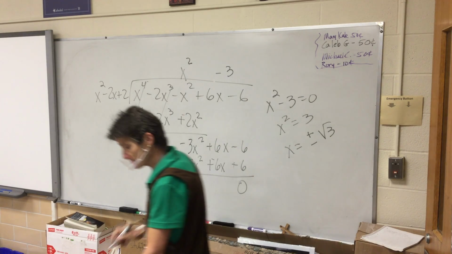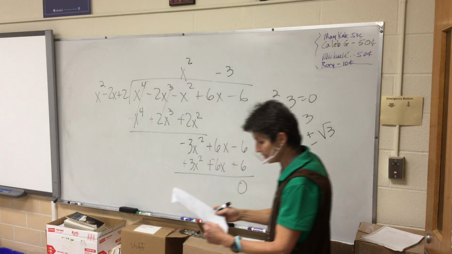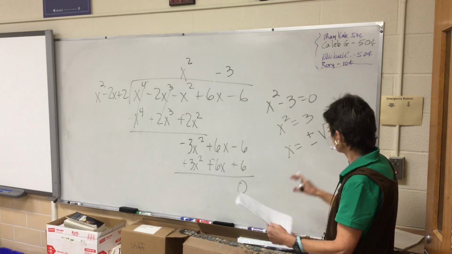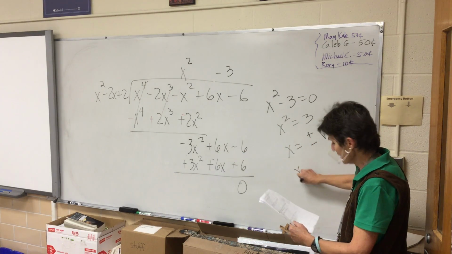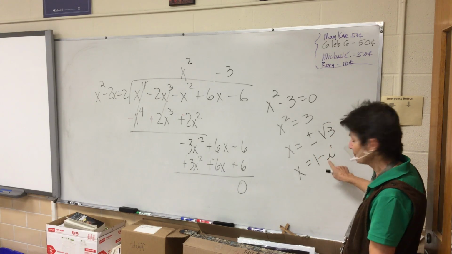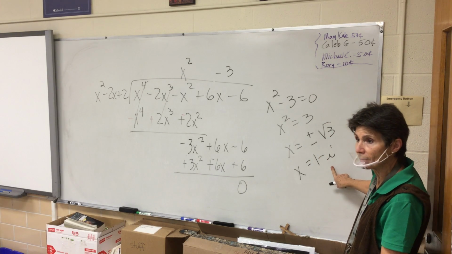So again, let's make sure we're answering the question completely. It said find the other zeros. So here are two of them, and then the other one we had to find right from the beginning was 1 minus i.